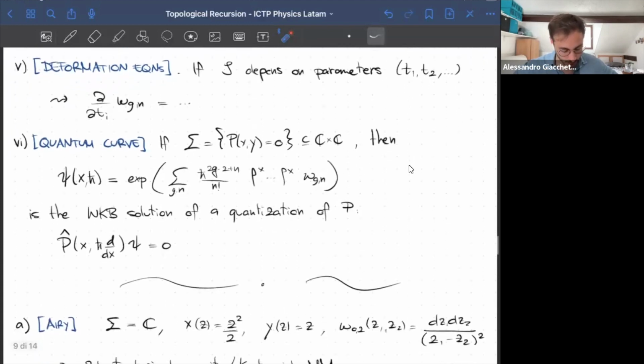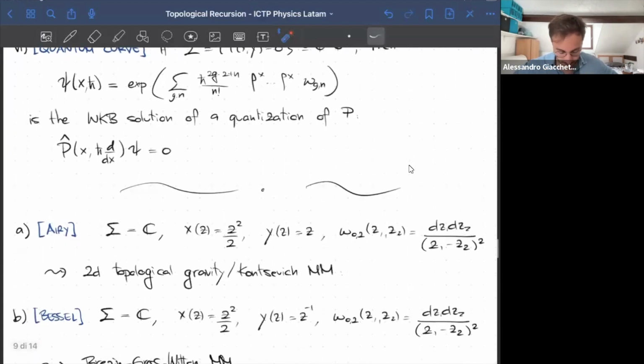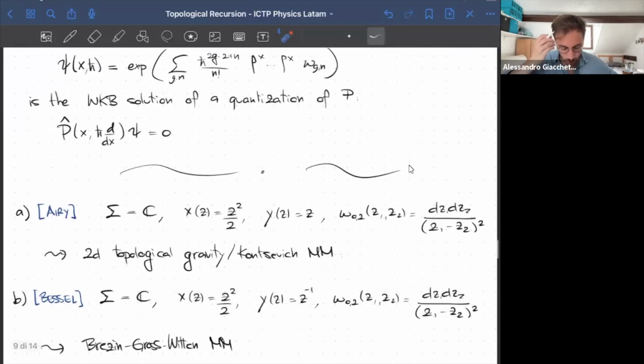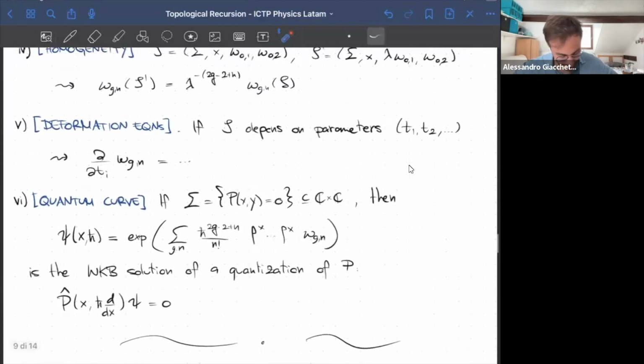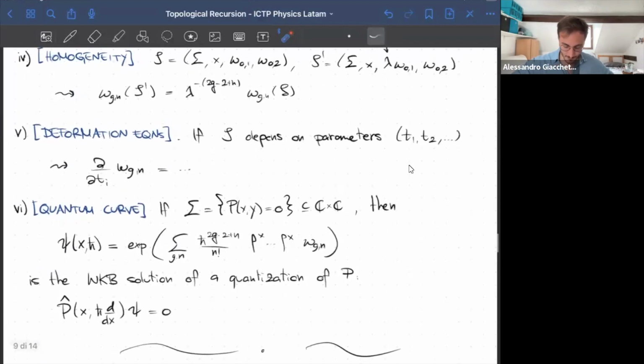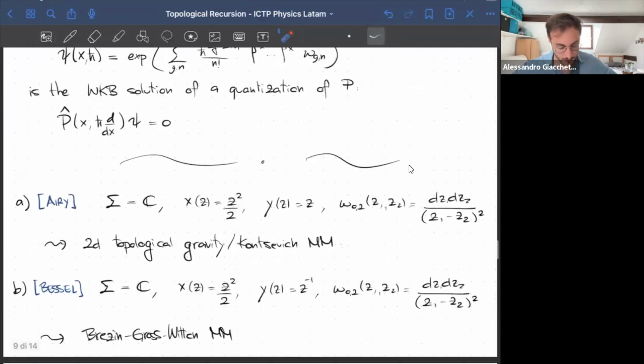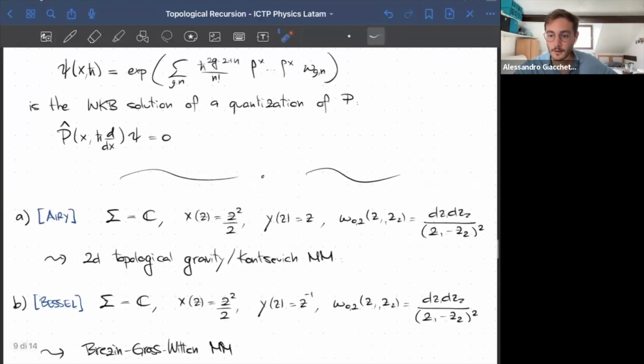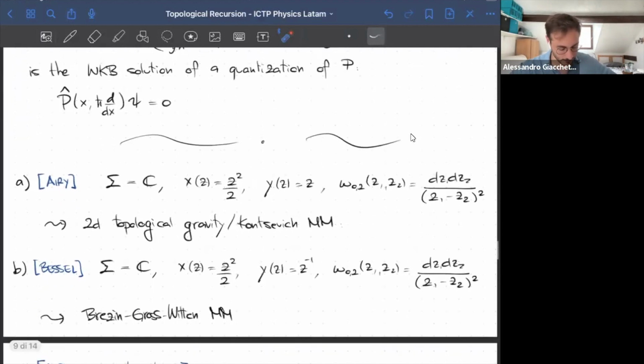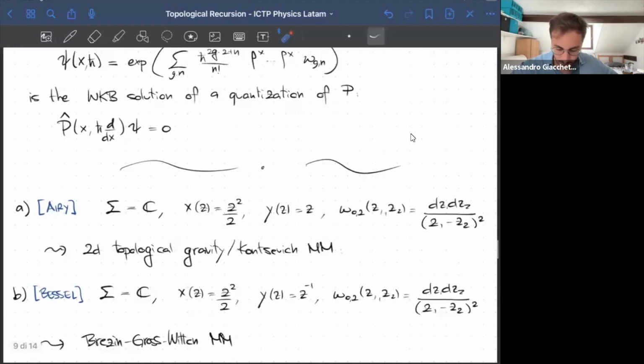Okay, so maybe let me move to some examples. Or maybe this is a good moment to ask if there are any questions so far. So if not, I can try to go through some examples.